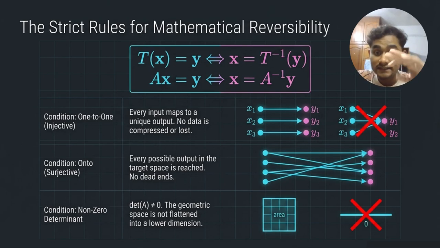And thirdly, the system must maintain a non-zero determinant. Geometrically, as we see here in the picture, if the determinant of matrix A equals 0, the spatial grid collapses or flattens into a lower dimension. This turns a 3D object into a flat line, as we can see here. When the determinant of A is not 0, the volume of the space is preserved, meaning no spatial structural data is destroyed and a perfect mathematical inverse is safely guaranteed.